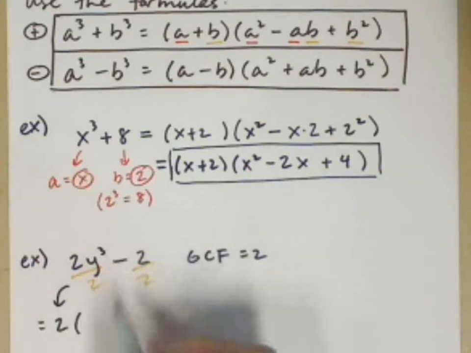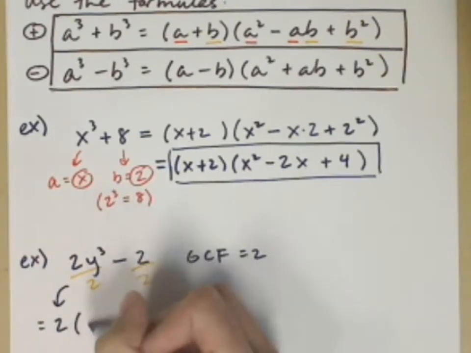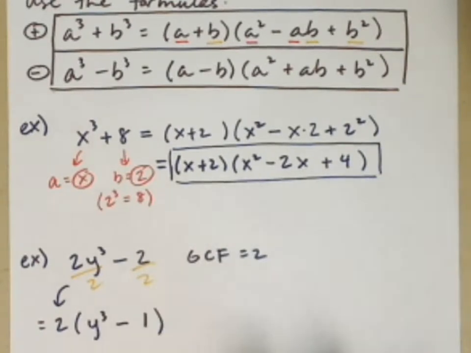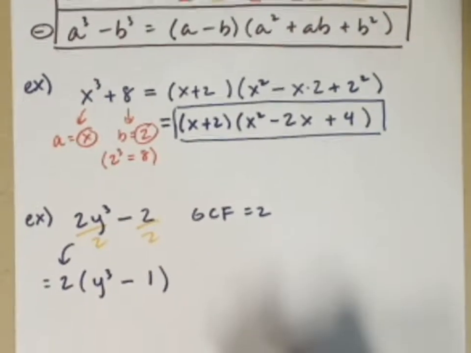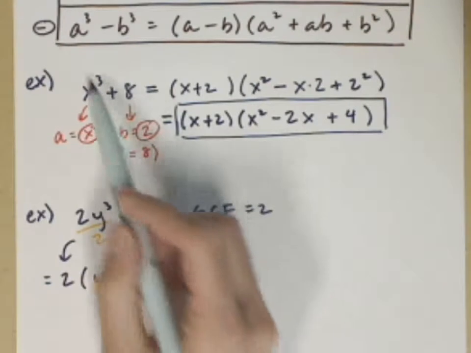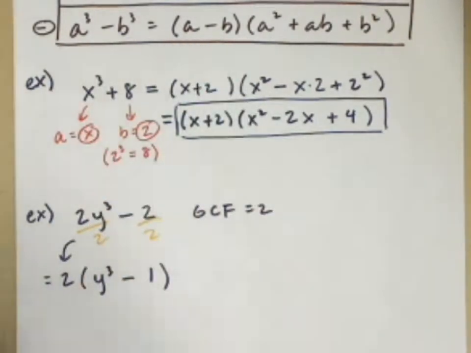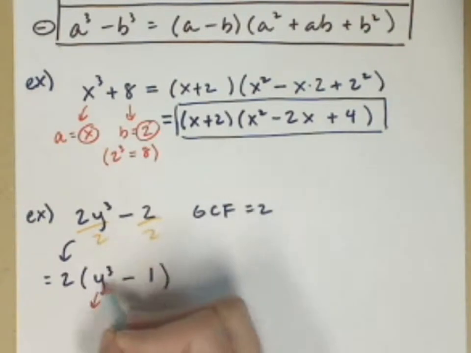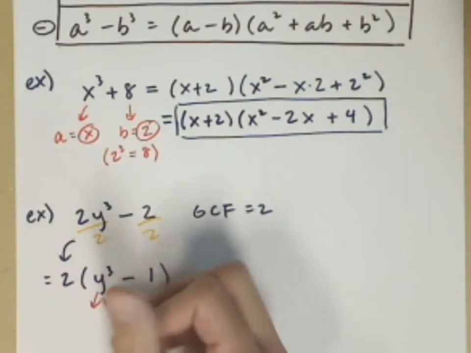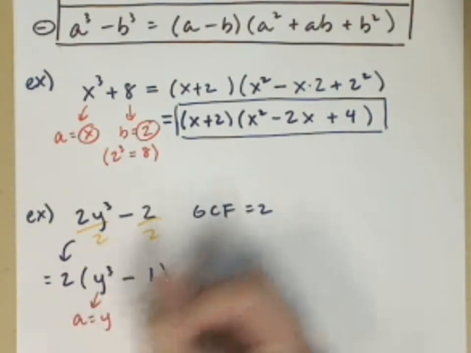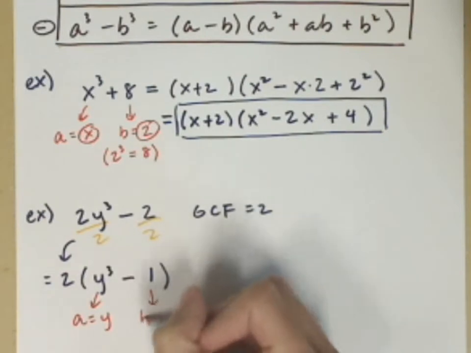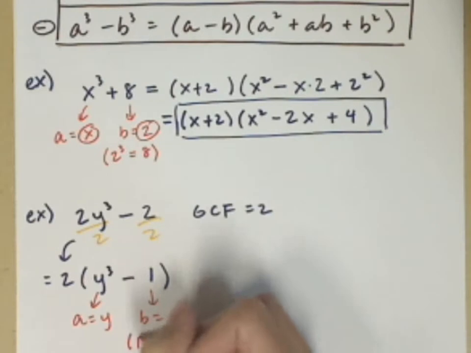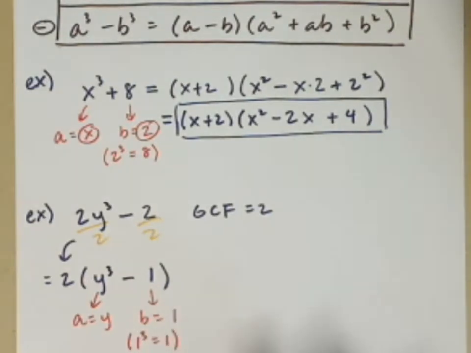So I get 2, and then what I'm left with is y cubed minus 2 divided by 2, which is 1. Now I have a difference of cubes, and in order to factor this one using the formula up here on the top, I need to decide what a and b are. A is the first value that's cubed, so a is equal to y, and then b is what was cubed to get to 1, which is 1. And again, that's because 1 cubed equals 1.